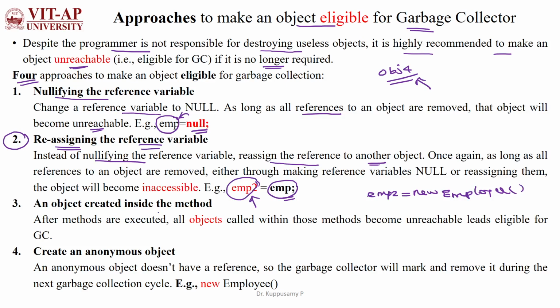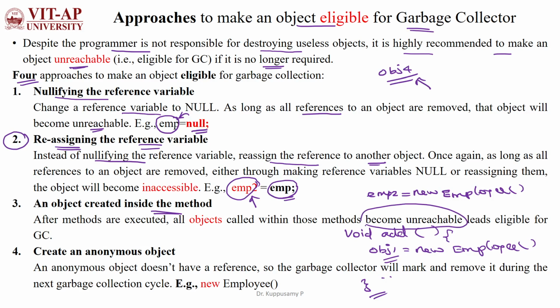The third method is an object created inside a method. Suppose you are using a method void add, and inside it you create an object, for example object1 equals new Employee. If this object is created inside the method, then we cannot use it outside of this method. Once the method has been executed, after completion of its execution, that object becomes unreachable, so it is eligible for garbage collection.